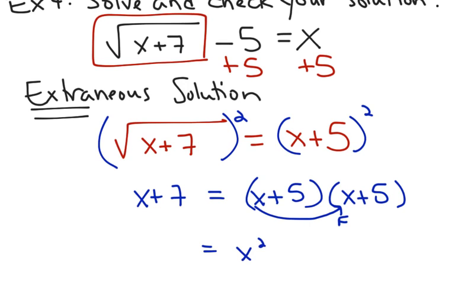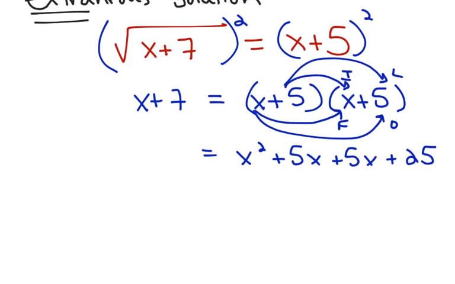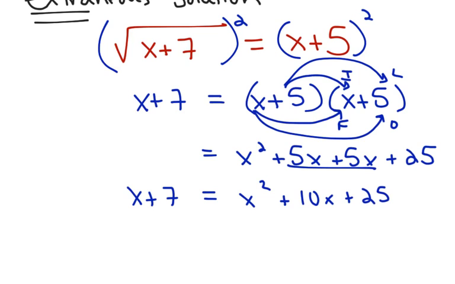First, outside, inside, last. So now I get x plus 7 is equal to x squared plus 10x plus 25.